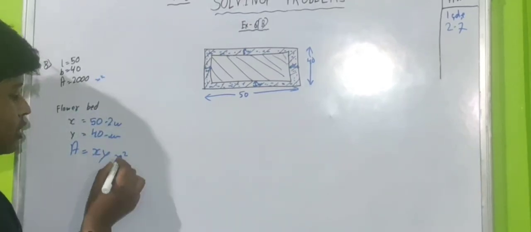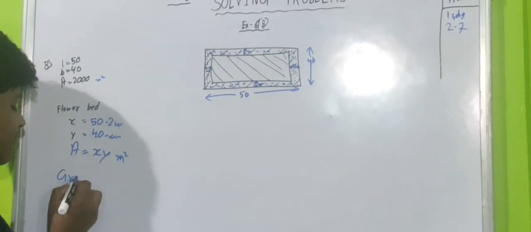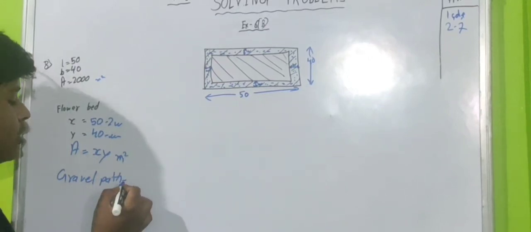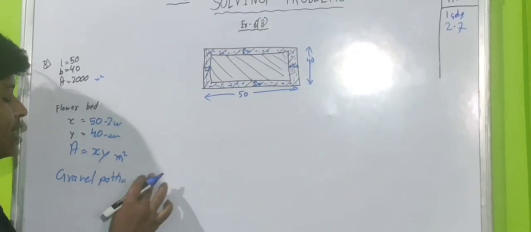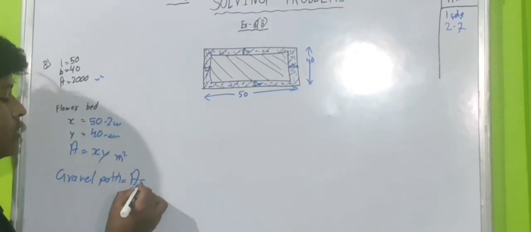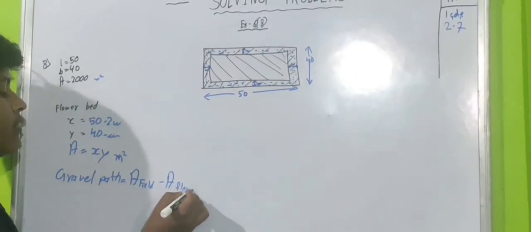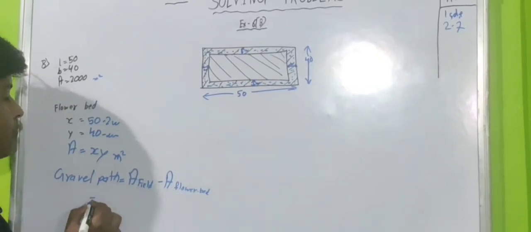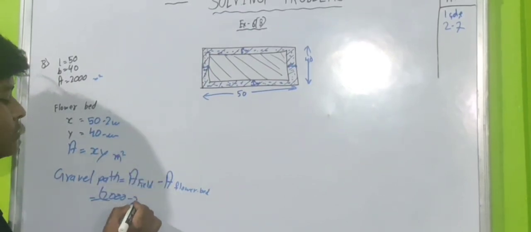And the area of the gravel path, we have to subtract the area of the flower bed from the area of the total field. Write it like this: area of field minus area of flower bed. So the field is 2000 meter square and the flower bed is xy meter square.